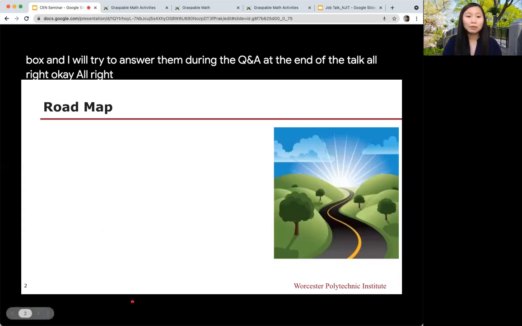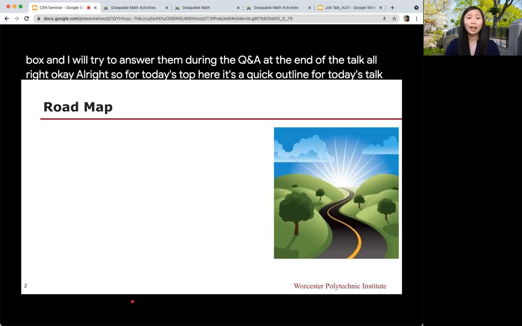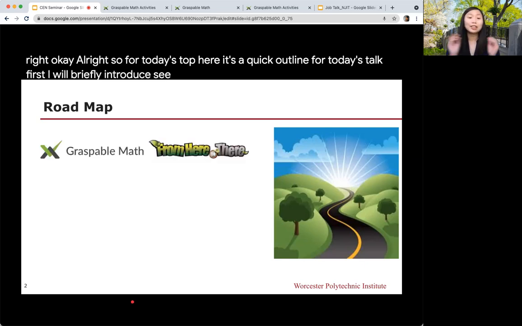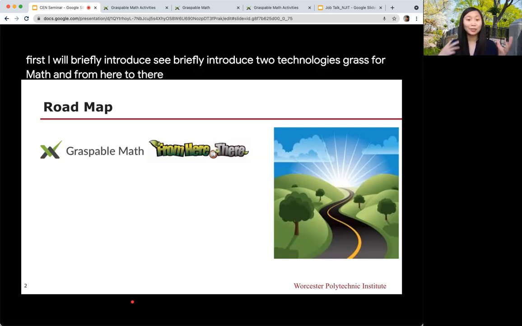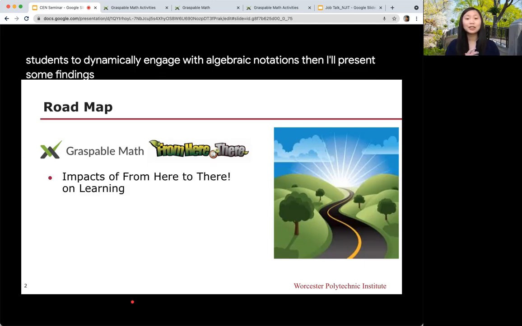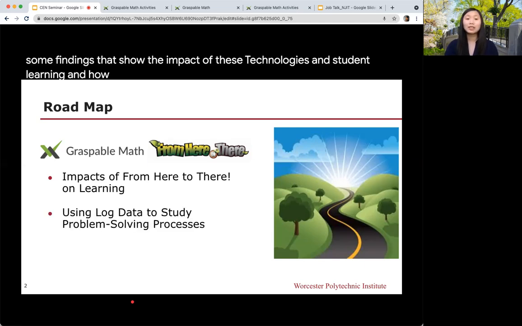All right, so for today's talk, here's a quick outline. First, I will briefly introduce two technologies, Graspable Math and From Here to There. These are two related technologies that allow students to dynamically engage with algebraic notations. Then I'll present some findings that show the impact of these technologies on student learning and how we use the log data from these technologies to study students' problem-solving processes.